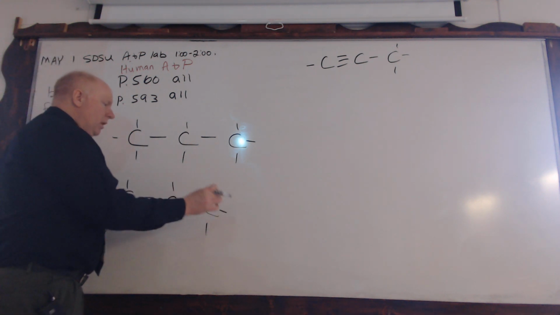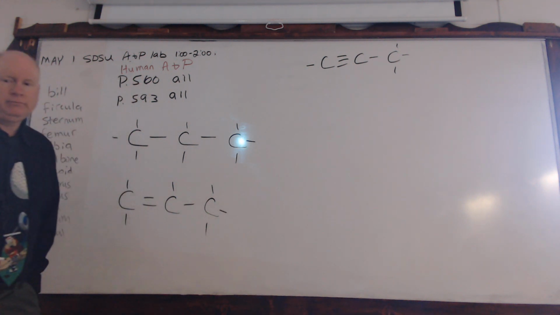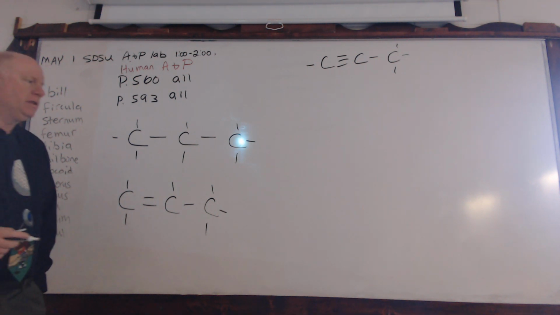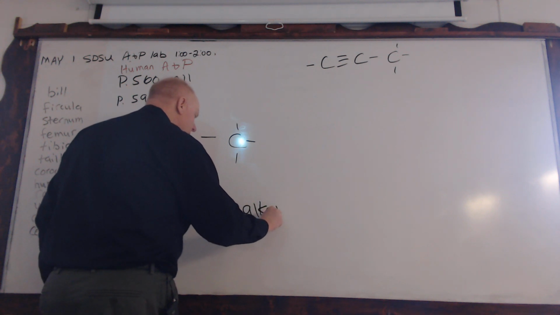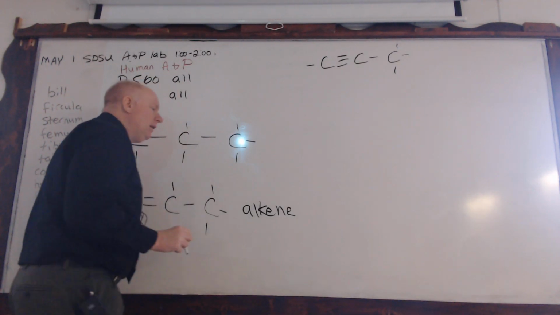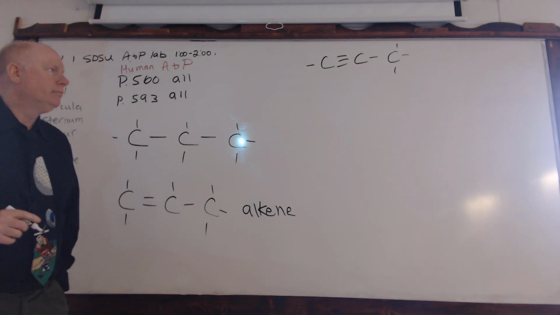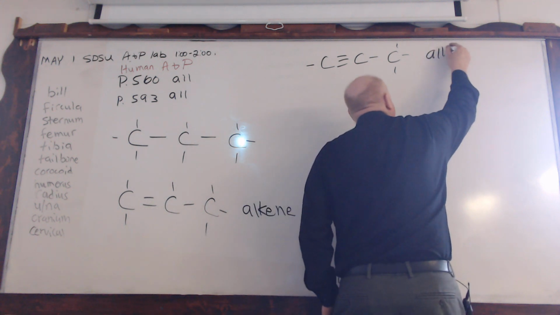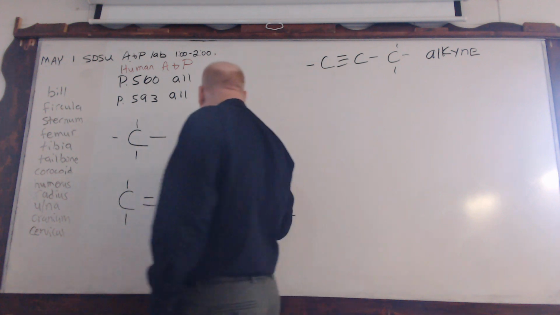This is what family? No, I don't need the specific name. I just want the family. This is an alkene. Okay, what's another organic family? The triple bond is alkyne. Okay. Oh, I didn't see that one on mine. And then the other one, that one's alkene.